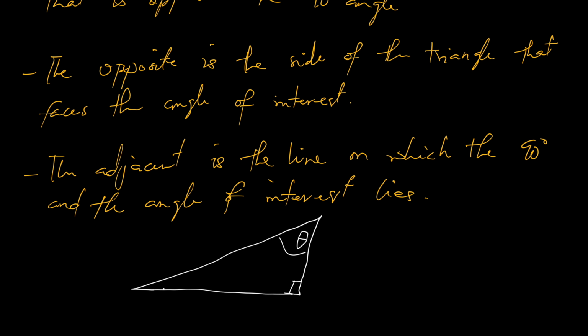Now, I would want you to figure out where the hypotenuse, the adjacent, and the opposite is. I'd want you to pause the video and figure it out yourself. So our hypotenuse is the line of the triangle that faces the 90 degree. And this is our 90 degree. This is the line that faces the 90 degree. So this is our hypotenuse.